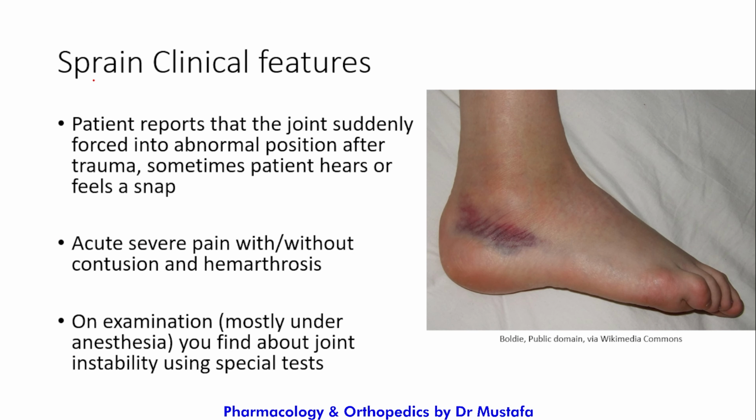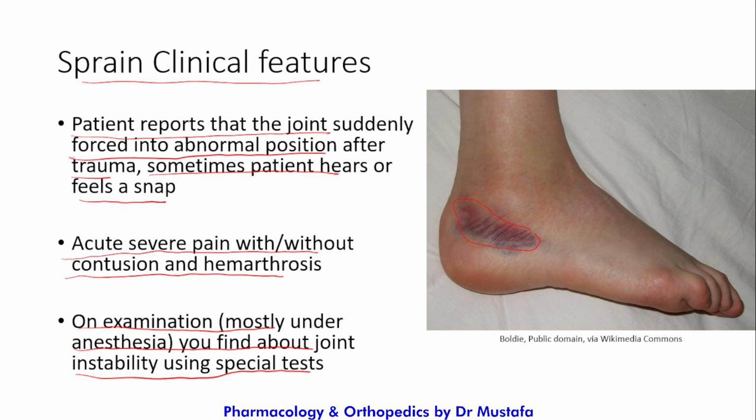Now let's talk about the clinical features of the sprain. The patient reports that the joint was suddenly forced into an abnormal position after trauma, and sometimes the patient hears or feels a snap. There is usually acute severe pain with or without contusion and hemarthrosis. Basically the skin overlying the ligament will be contused, like this injury in the lateral ligaments of the ankle joint. And on examination, mostly under anesthesia, you find joint instability using special tests.